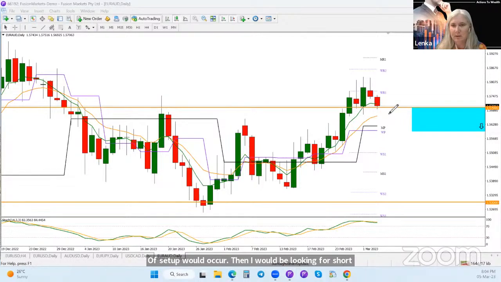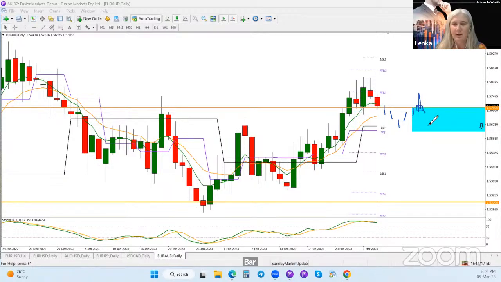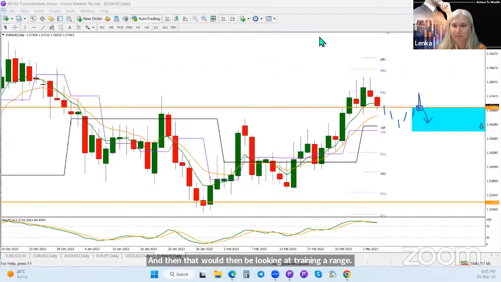So what I'm looking for is price action to close back below and then push back into the top of that range. Possibly it could even have a pin bar there at that point. And then I would be looking for short opportunities. So I need to see some price action underneath first. Okay, and then that would be looking at trading a range. So I'm looking at this as a range, not as a trend.